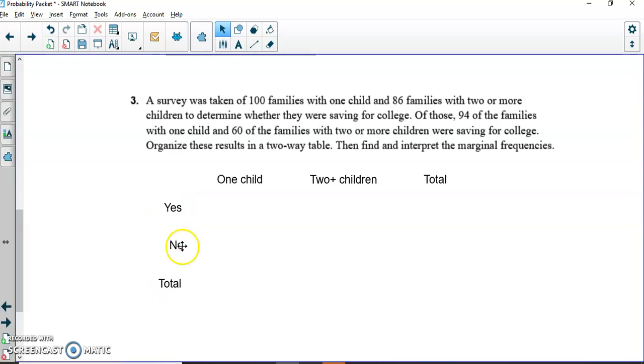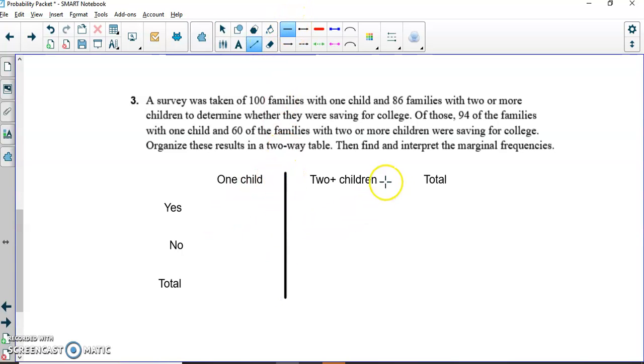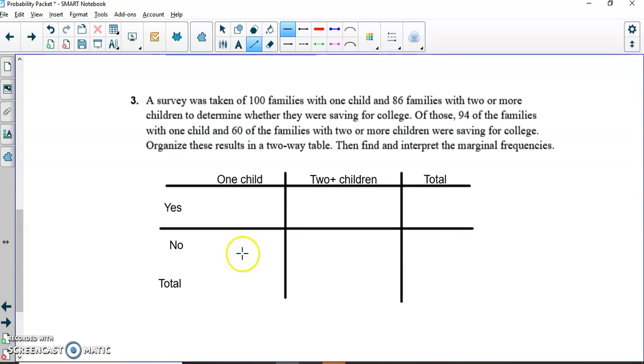And then just to make it look a smidge neater, I'm going to put some lines in here. So it doesn't have to be perfect like the example that we did above. But this way we can kind of see what's happening here. Okay, that works. All right, so let's fill in what we know.